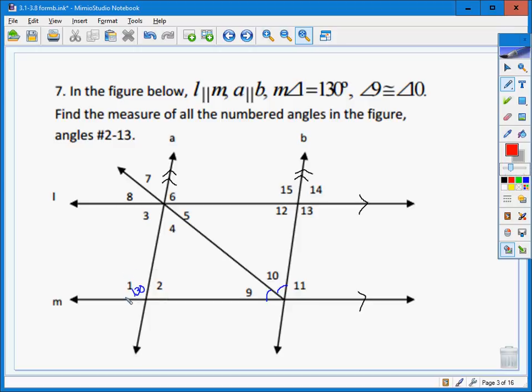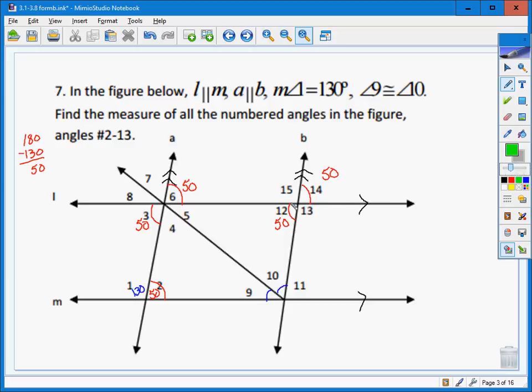If angle 1 is 130 degrees, then I know that angle 1 and angle 2 have to add up to 180. So if I took 180 minus the 130, this would be 50 degrees over here. Since this is 50 degrees, these two are alternate interior angles. This would also be 50. This would be vertical to angle 3 or corresponding to angle 2. This would be 50. Angle 6 and angle 12 would be alternate interior. This would be 50. Angle 14 would also be 50.